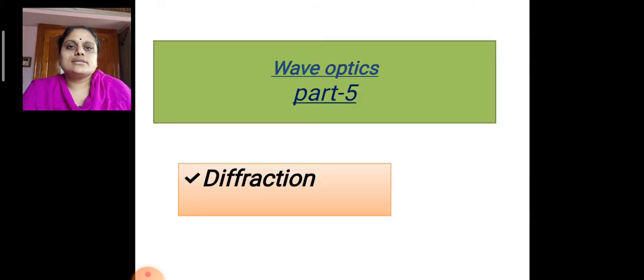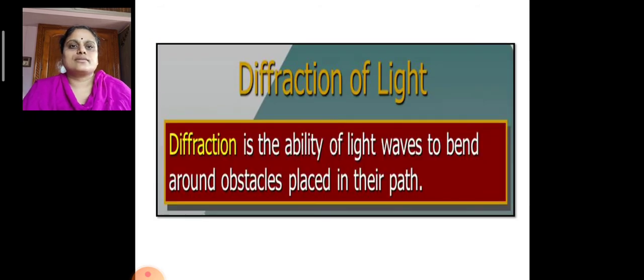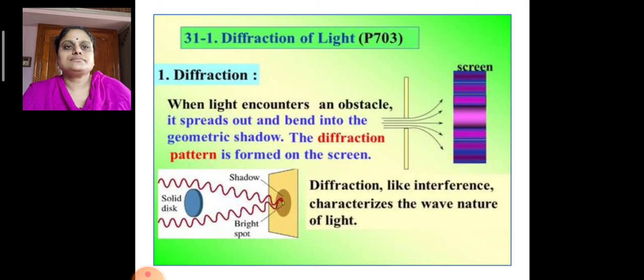In this module, let us discuss about diffraction. Diffraction is the ability of light waves to bend around obstacles placed in their path. When light encounters an obstacle, it spreads out and bends into the geometric shadow. The diffraction pattern is formed on the screen. Diffraction, like interference, characterizes the wave nature of light.